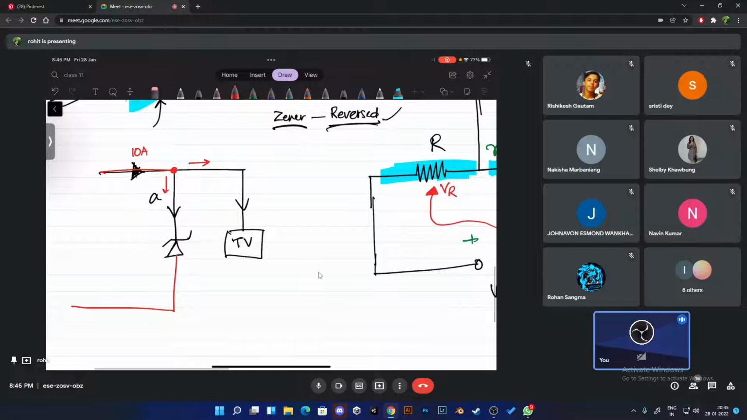Now you tell me, your zener diode is a special diode, right? And in the breakdown region, what happens to this in the breakdown region? Tell me.